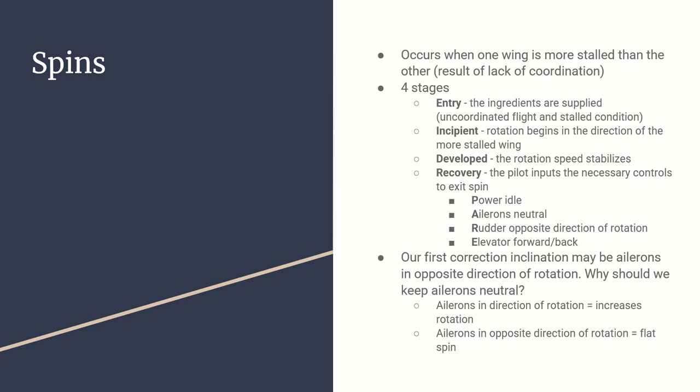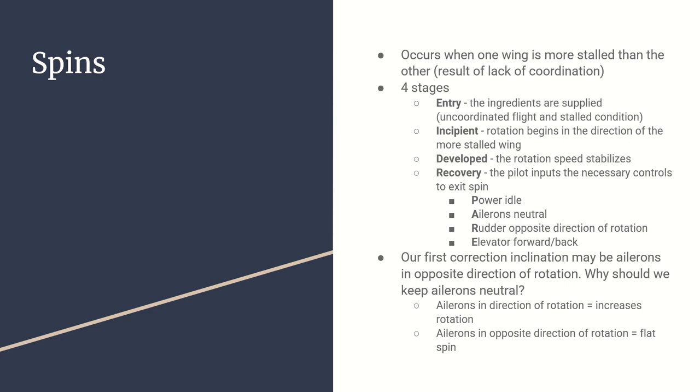Once that happens, we go into the spin, and the rotation begins to happen in the direction of the more stalled wing. That's what we call the incipient phase, right? So the rotation rate has not quite stabilized yet. It's just beginning to happen, and that nose is dropping down, right? Because we don't have enough lift to maintain level flight.